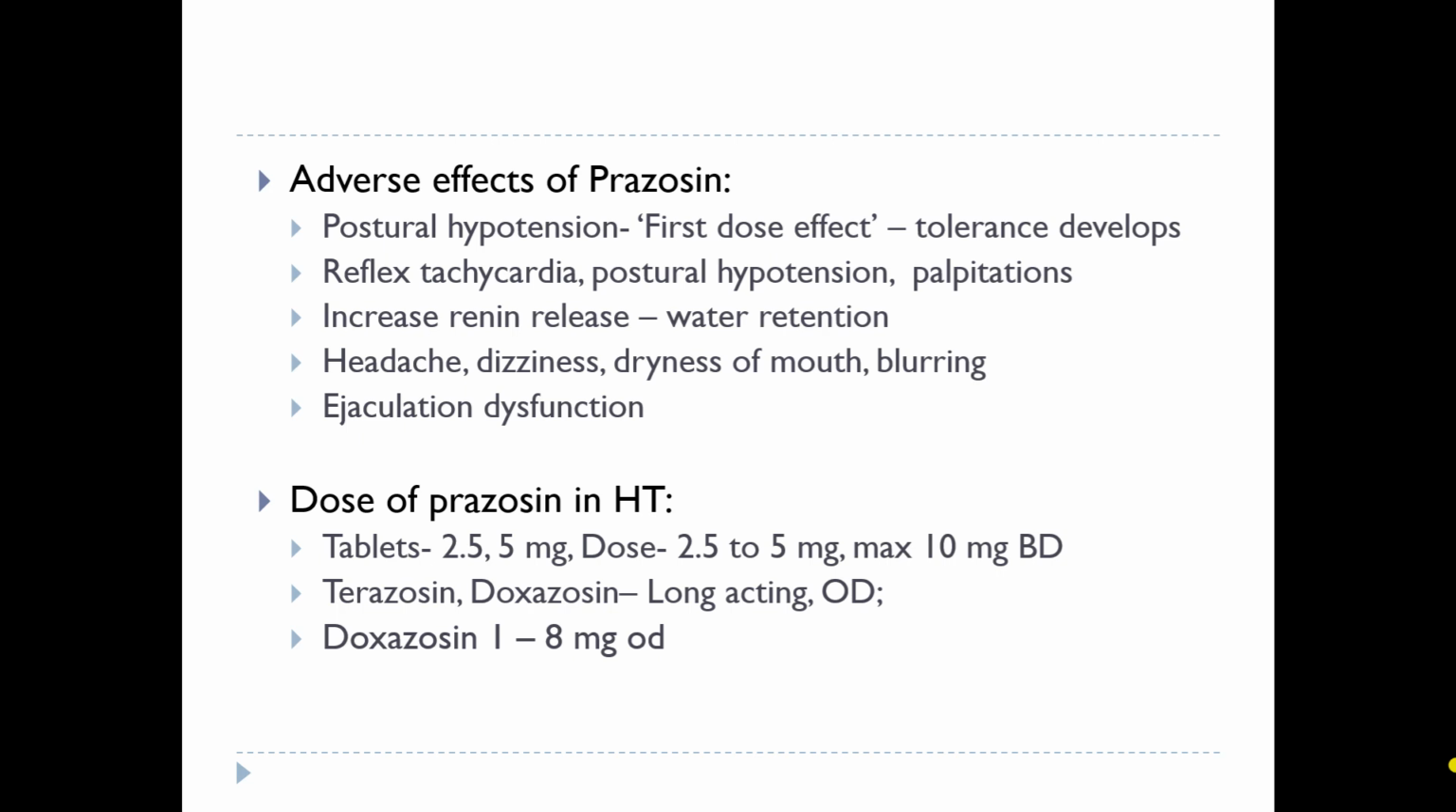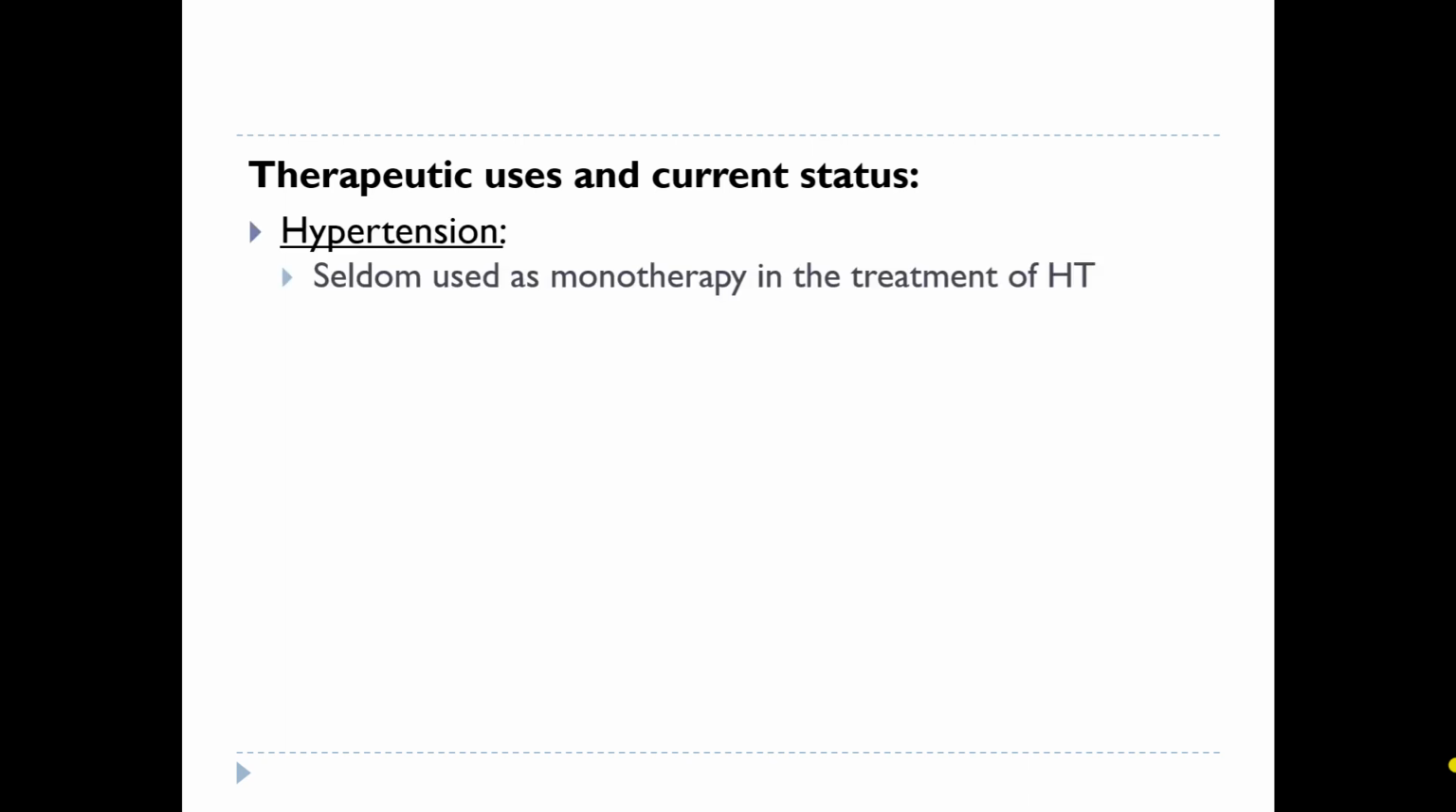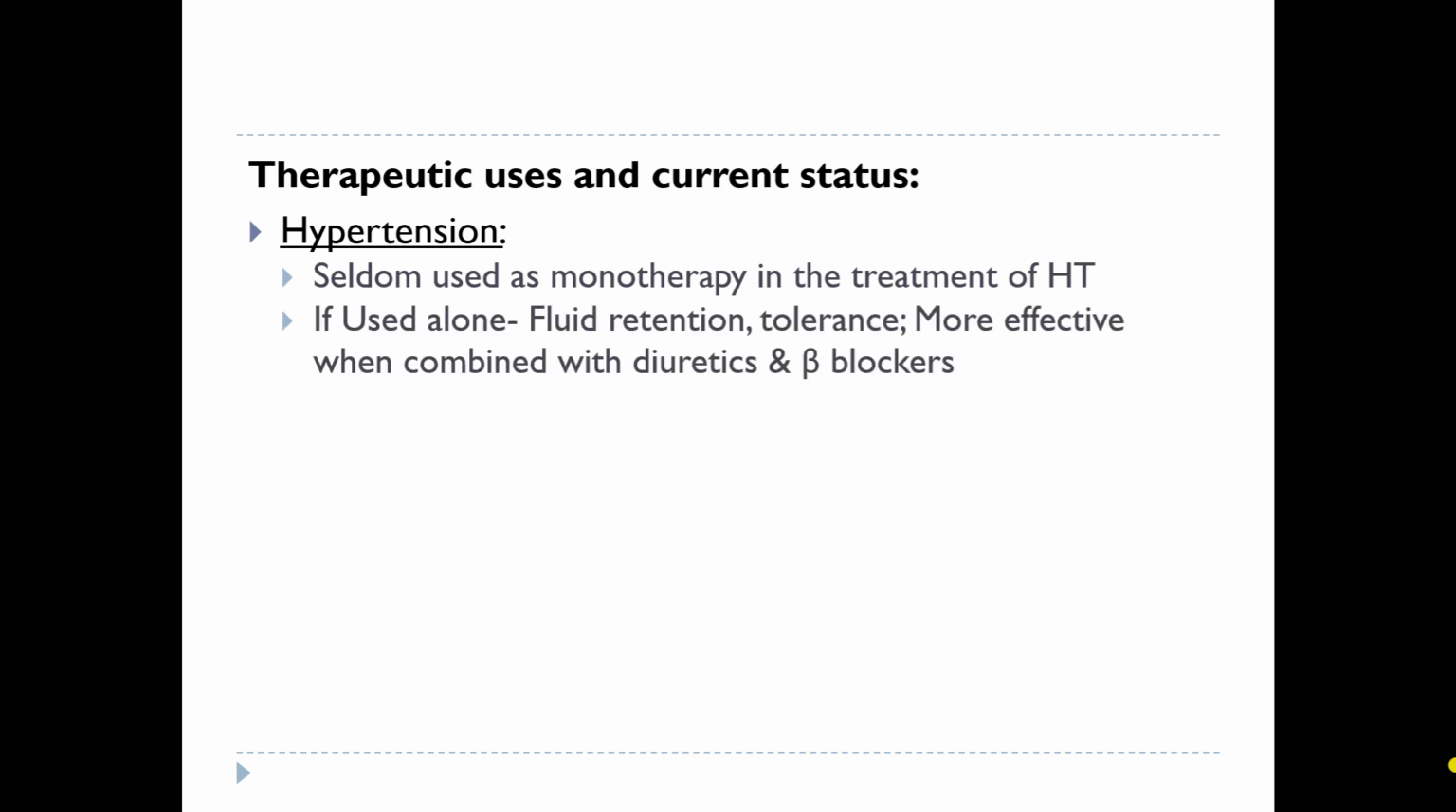Terazosin and doxazosin are longer acting, so they are given once a day. Doxazosin is given as 1 to 8 mg once a day. So what are the therapeutic uses and current status of prazosin in hypertension? They are seldom used as monotherapy in the treatment of hypertension because we have better options available.